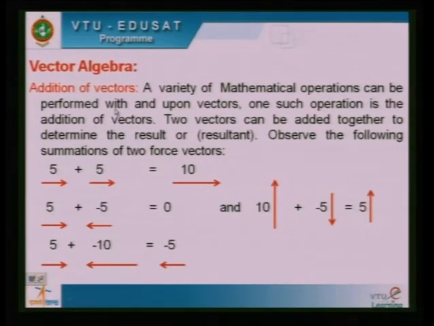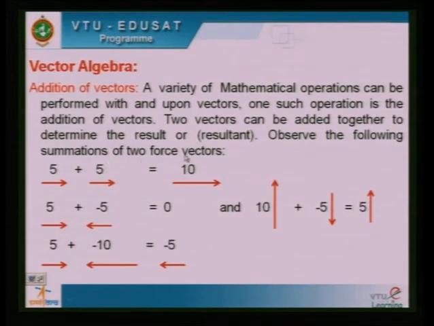Sometimes if they give two or three vectors, how do we add those vectors? A variety of mathematical operations can be performed. In algebra, how do we add two numbers? How do we subtract two numbers? We are already familiar with all those things. In a similar way, if they give two vectors, how do we add those two vectors? How do we subtract them? Two vectors can be added together to determine the resultant.